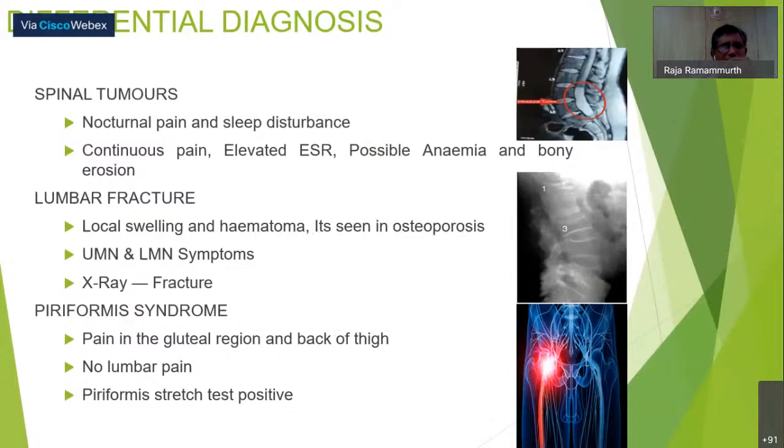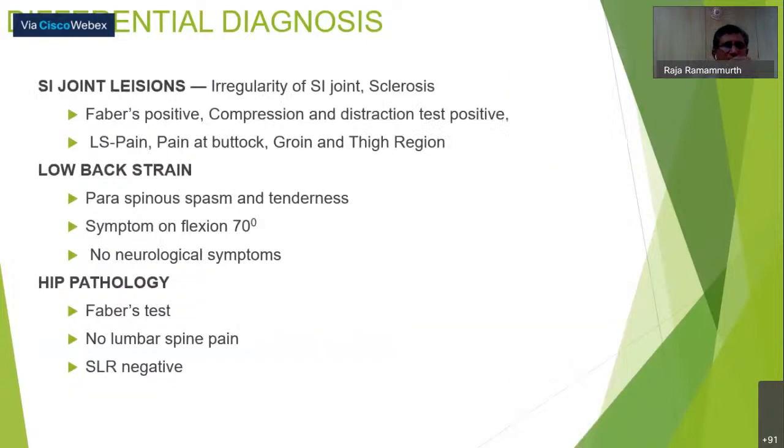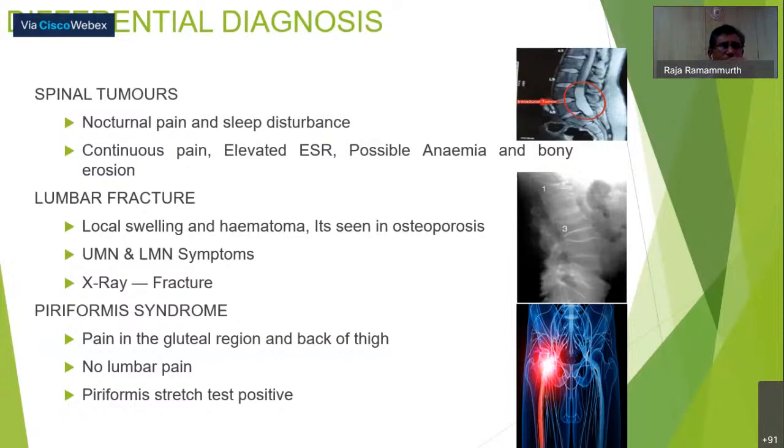On the next slide, the spinal tumor. Here I have included the diagrammatic representation of the spinal tumor. You can see the tumor, the length of the tumor, which is seen on the MRI. And you can see what the features of the spinal tumor are. The first feature is nocturnal pain and sleep disturbance, mainly at night time, which can be seen due to the internal pathology. Then there will be continuous pain, and there will be elevated ESR, erythrocyte sedimentation rate, and tuberculosis. There are chances of possible anemia, and bony erosion also can be seen.